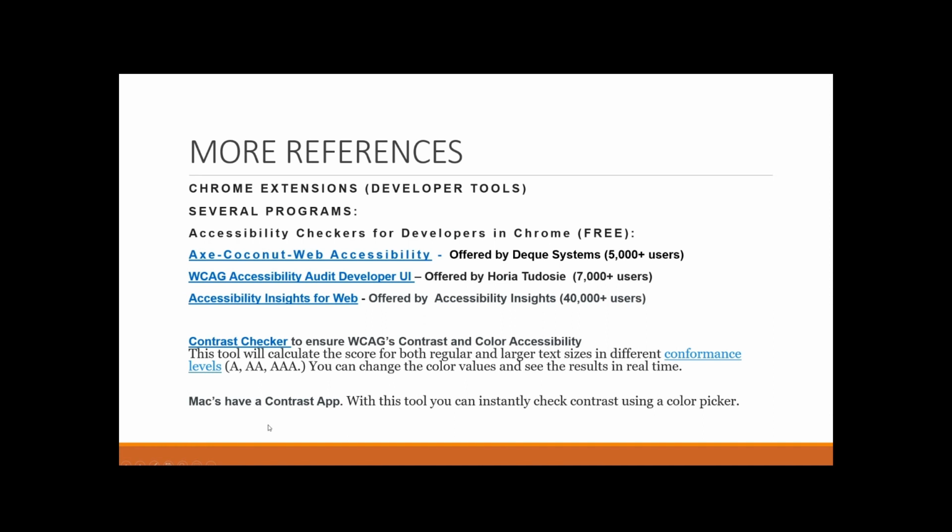Now, a contrast checker is important to ensure WCAG's contrast and color accessibility. This tool will calculate the score for both regular and larger text sizes in different conformance levels. You can change the color values and see the results in real time. Now, Macs have an advantage. They have a contrast app. And with their tool, you can check instantly the contrast using a color picker.